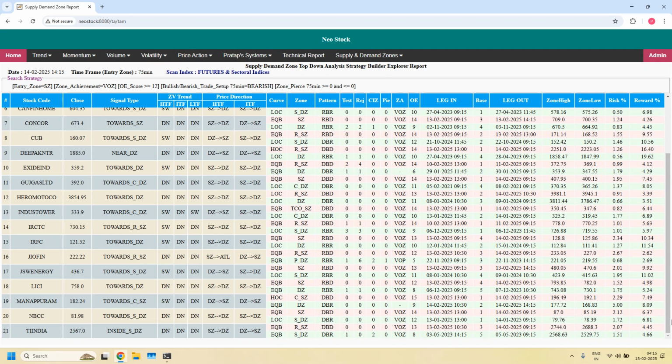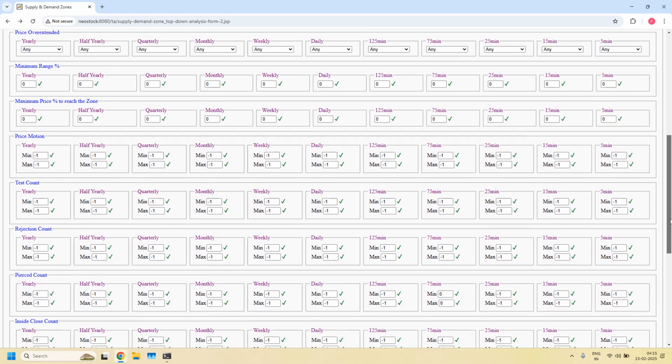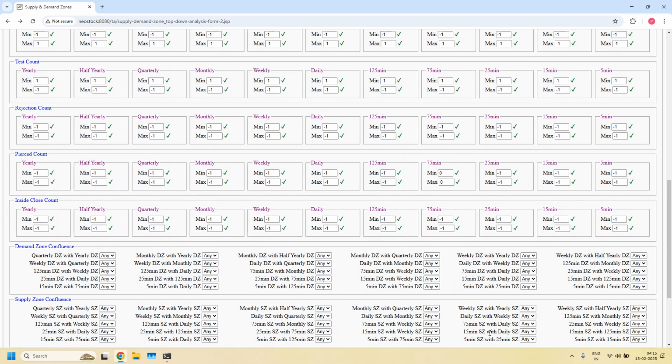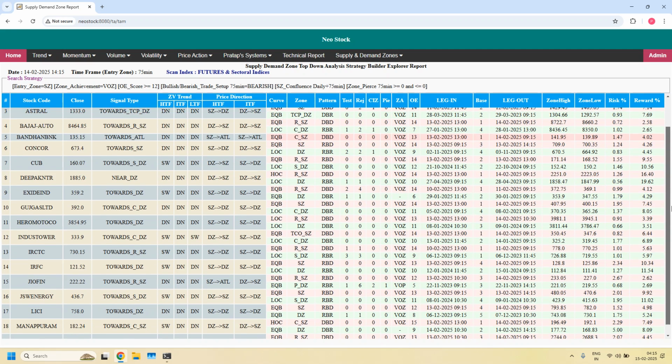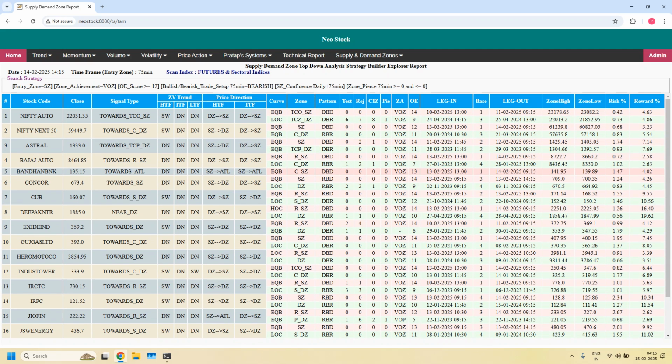Okay, now let us further filter based on this zone confluence. First filter is LTF, ITF, supply zone confluence. So let us verify how many of these 21 supply zones are having ITF supply zone confluence. That is 75 minutes with daily supply zone confluence. So I am setting the filter 75-minute supply zone having confluence with daily supply zone or not. With this filter, we got 19 stocks out of 21, 19 are filtered.